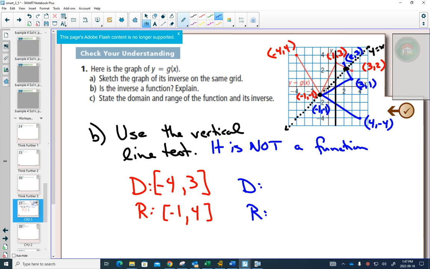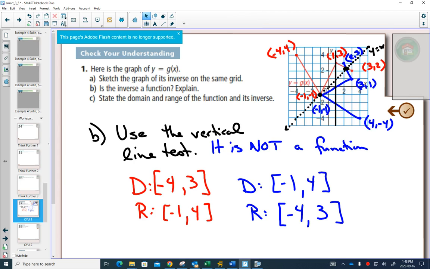Domain of the blue one. Well, now the smallest blue x value is -1. The largest blue x value is +4. And the smallest y value -4. Biggest y value 3. What do you notice? They switched, right?